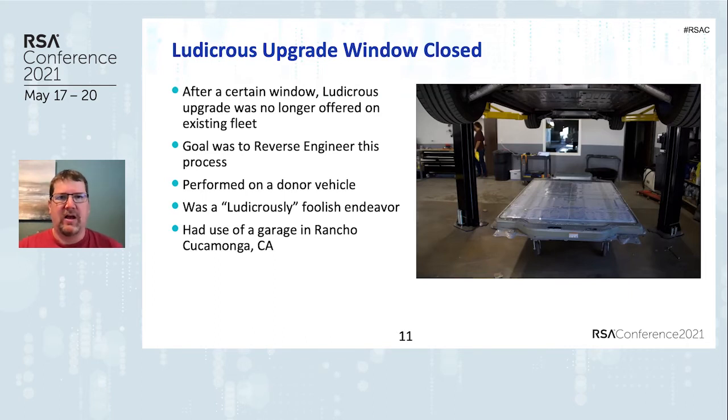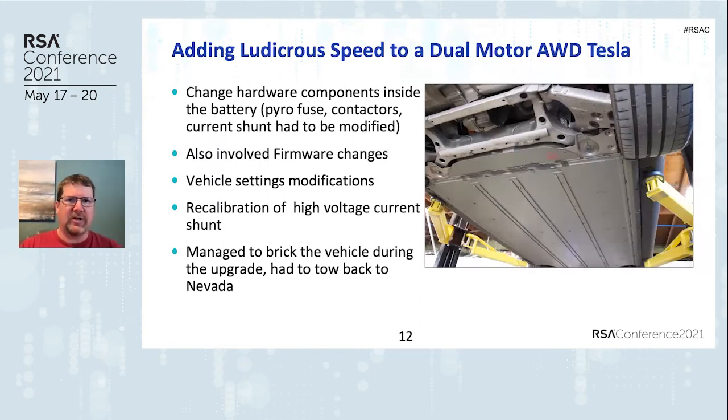There was a friend on one of the hacking forums that I got in touch with, and he let me use his garage for the weekend. So what I had to do was bring it there. We dropped the battery pack on it, and then I did the high voltage surgery on it. What I had to do is drop that battery pack, replace the pyro fuse, which was a safety mechanism, with a higher current version, replace the contactors, and modify the current shunt.